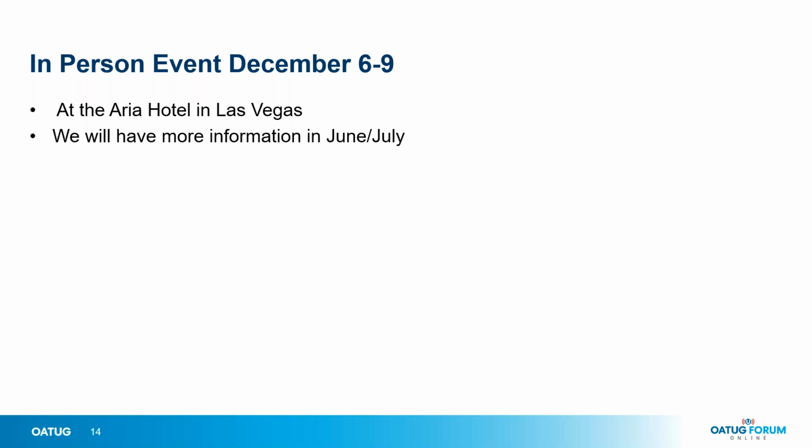And then lastly, the in-person event is scheduled for December 6th through 9th. Those dates are set. It's going to be at the Aria Hotel in Las Vegas. We'll have more information in June and July with everything that's going on with COVID. We've got a lot of COVID clauses in this conference, in this face-to-face. So again, I think having that information out more in June and July, when we might know a little bit more where this is all headed, you'll be able to access everything there.